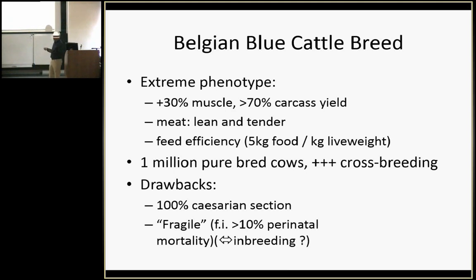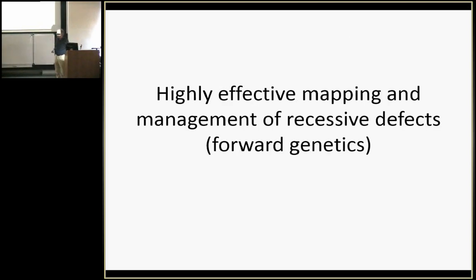And there was a mortality of approximately 12%, not so long ago, of the calves that would be born, who would die within a few weeks of age from a whole range of disorders. In fact, the exact nature of this fragility was not known. It was considered to be multifactorial, potentially related to injury.